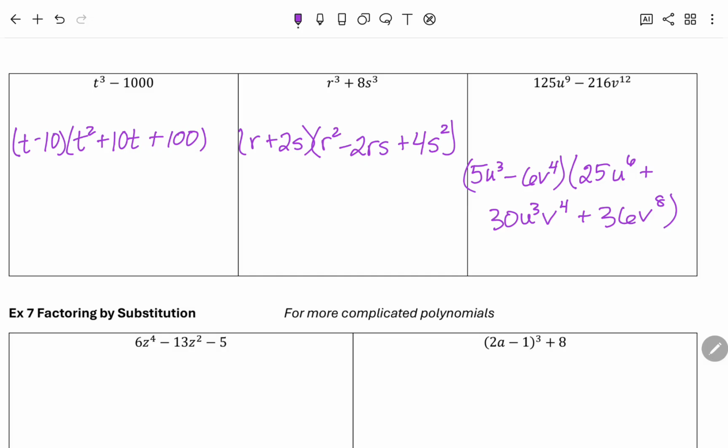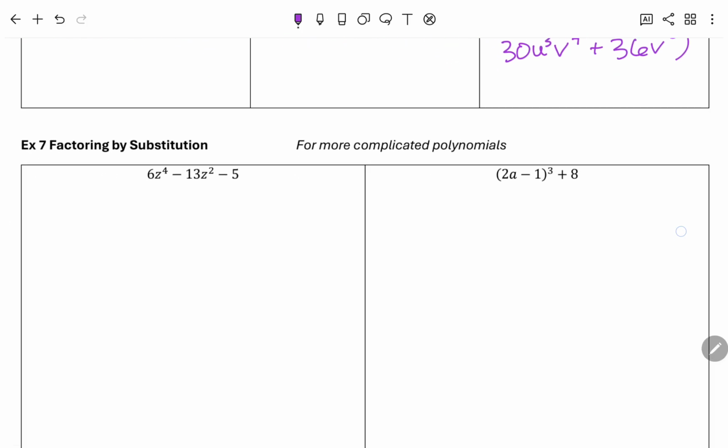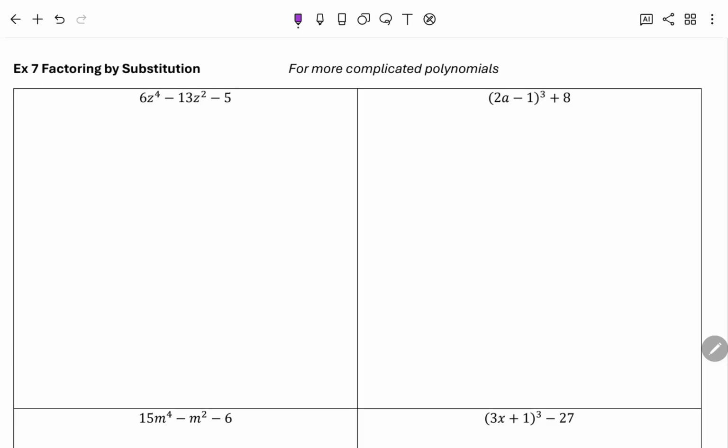All right, so you're checking those 3. Again, pause as needed, and let's go on. Last part, factoring by substitution. So this is for more complicated polynomials. Actually, guys, the AP Pre-Calc kids could have used this method to help them on the AP exam last year. So those of you that know you're going to move into that course next year, this is something to think about.